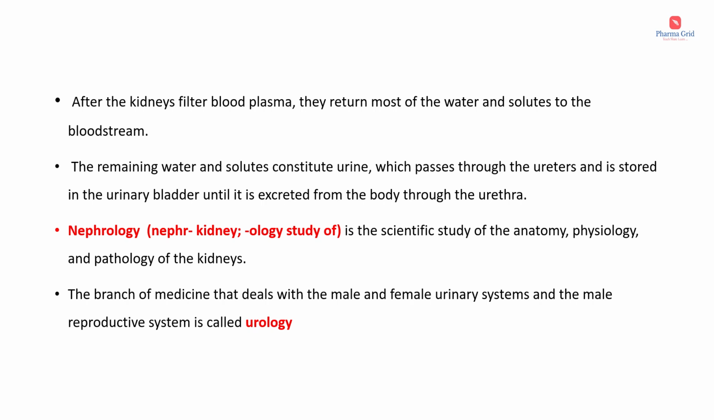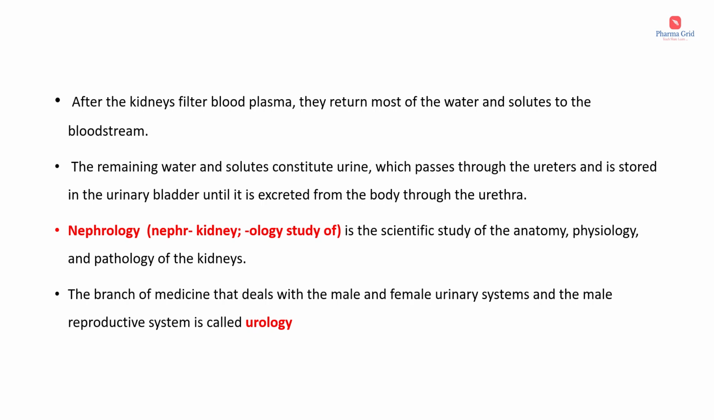So this is, in a nutshell, the important function of our urinary system. The excretory product, that is the urine, which is formed within the kidney, passes through the ureters and is temporarily stored in the urinary bladder until it is excreted through the urethra.